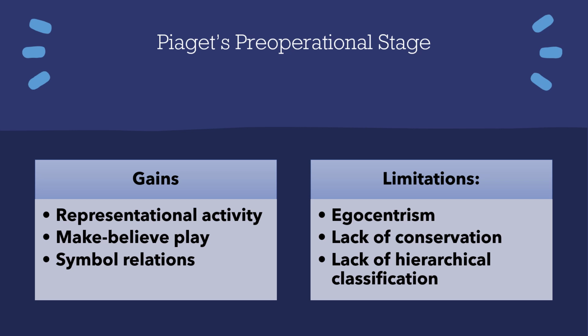So they might have this kind of magical, fantastical thinking where they believe that their stuffed animals have the same thoughts and feelings and beliefs that they do, and that their dog has the same thoughts and feelings that they do. So that egocentrism will need to be overcome for them to move on to the next of Piaget's stages.